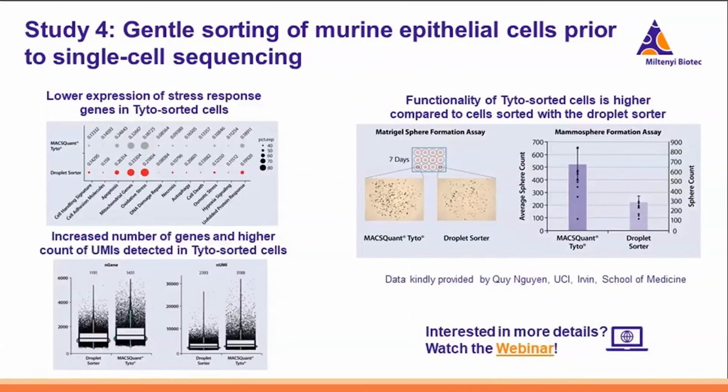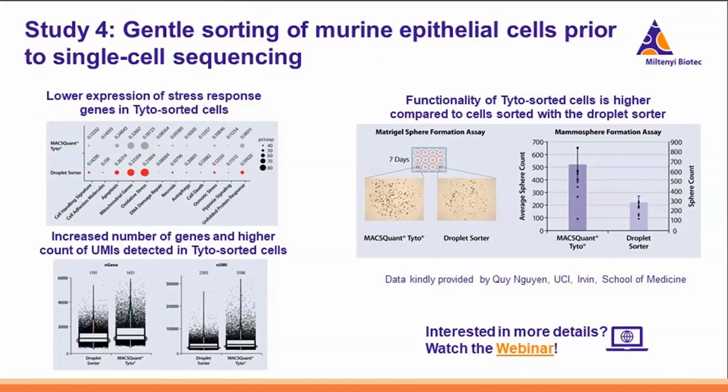But in addition to this stress panel, he went deeper into the analysis, analyzing the potential stress and upregulation of other pathways related to these stress responses in cells. And here again, he detected that the cells isolated with MACSQuant Tyto had a lower expression of stress response genes compared to the droplet sorter. In addition to this, when he analyzed the number of genes that he could detect in the single cell expression analysis and the unique molecular identifiers, he saw that these numbers were higher in the cells sorted with MACSQuant Tyto compared to the cells sorted with droplet sorter.